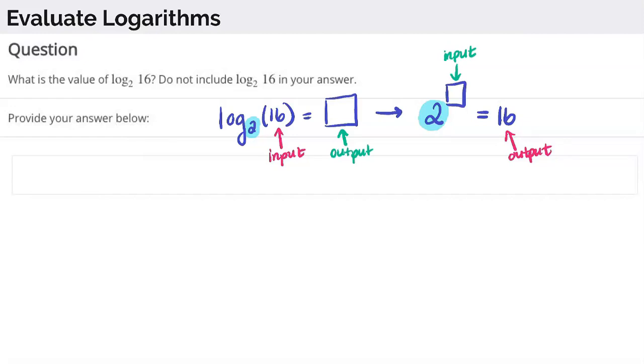And so this one is a little bit easier to think through perhaps, and we know that we would have to raise 2 to the 4th power to get 16, so that means that is the output of this logarithm. So our answer would be 4. Remember, you can always just think of this as asking you, what power would we have to raise the base 2 to in order to get 16? And our answer is 4.